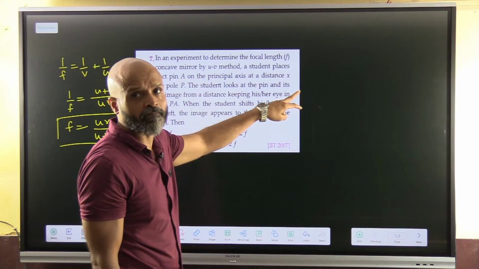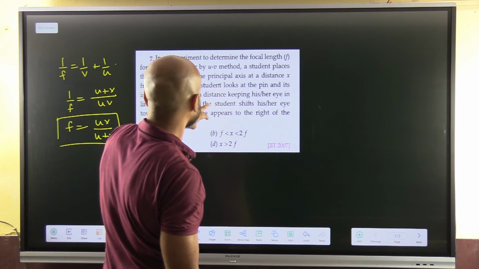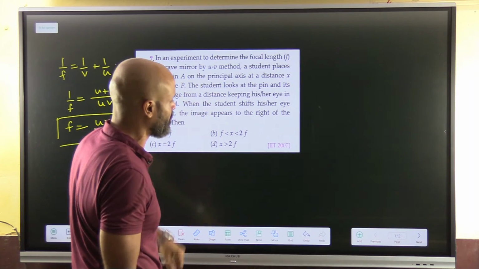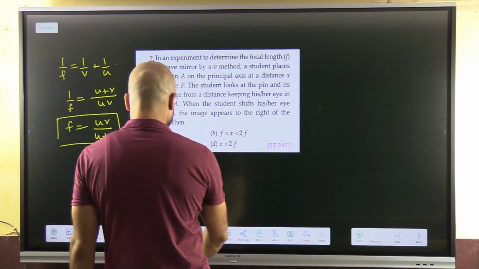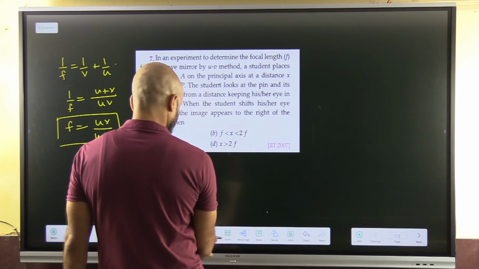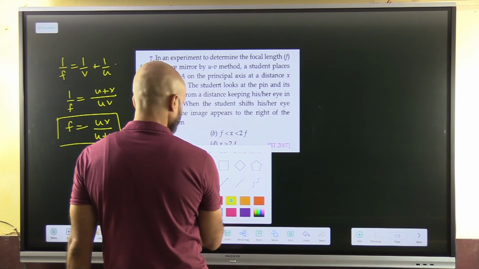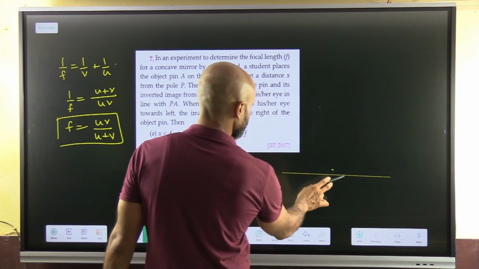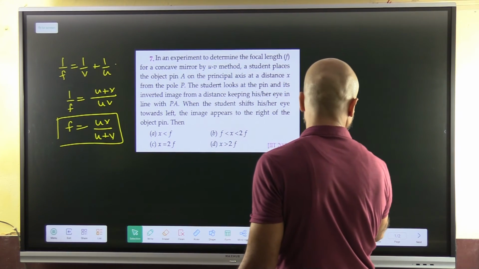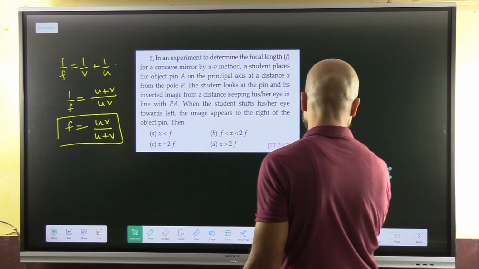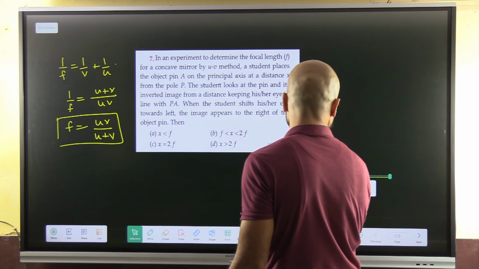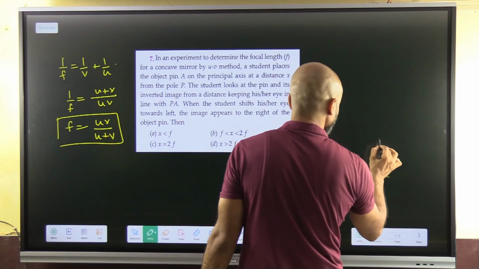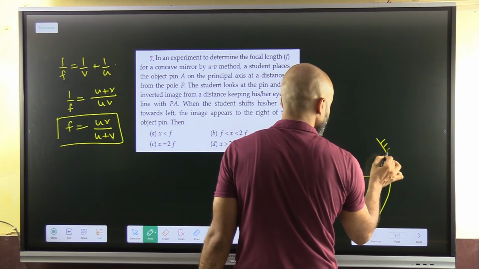Okay, the student took a pin and its inverted image from a distance keeping his eye along with PA. When the student shifts his eye towards the left, the image appears to be the right of the object pin. So let's quickly do this here. We know that when, let's say, this is the principal axis, and we have a concave mirror which is placed here.